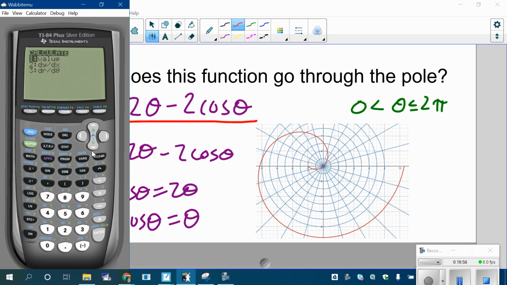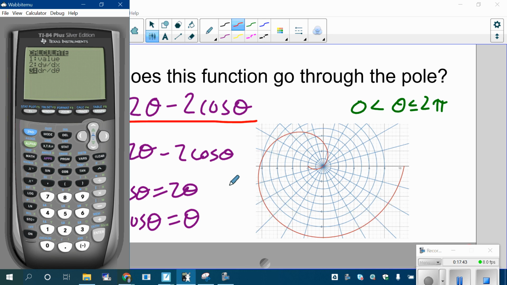What you'll see here is there are only 3 things that you can calculate on a polar graph. Value just asks me the theta. I can type in a theta like pi, and it will tell me the r. That's not going to help me figure out when it goes through the pole unless I guess and check. The other 2 things are dy dx and dr d theta. Those are derivative stuff, so we'll talk about those when we talk about derivatives of polar functions. Your calculator can do polar derivatives, and that's what those 2 things do. But back to the question at hand, it can't help us figure out when this polar goes through the pole.